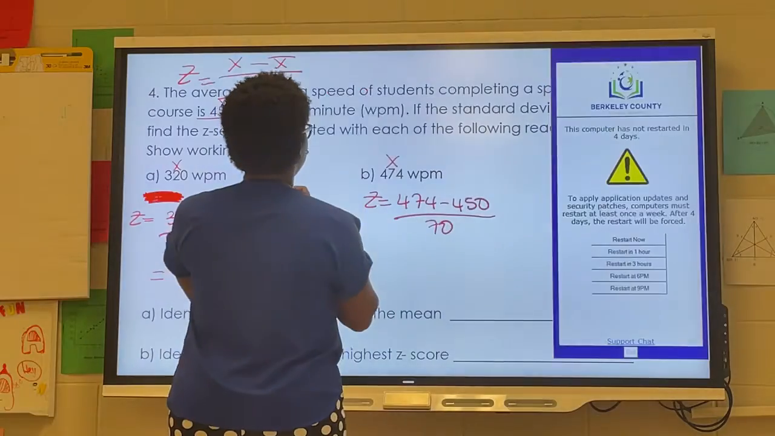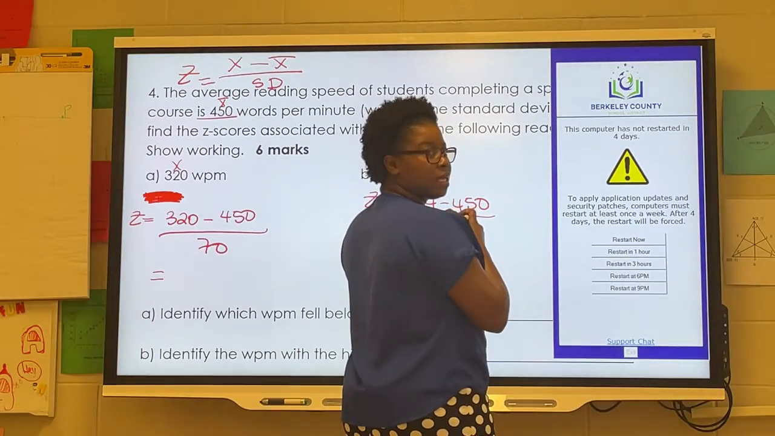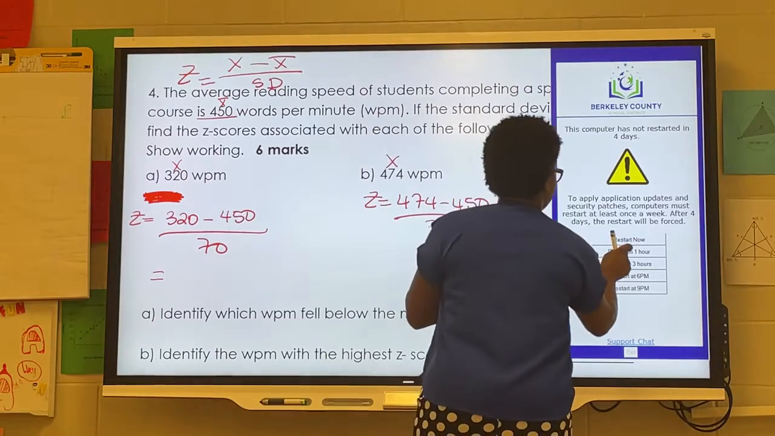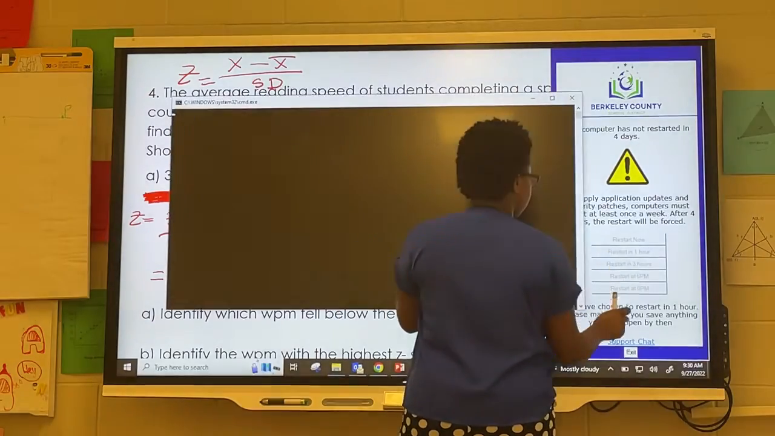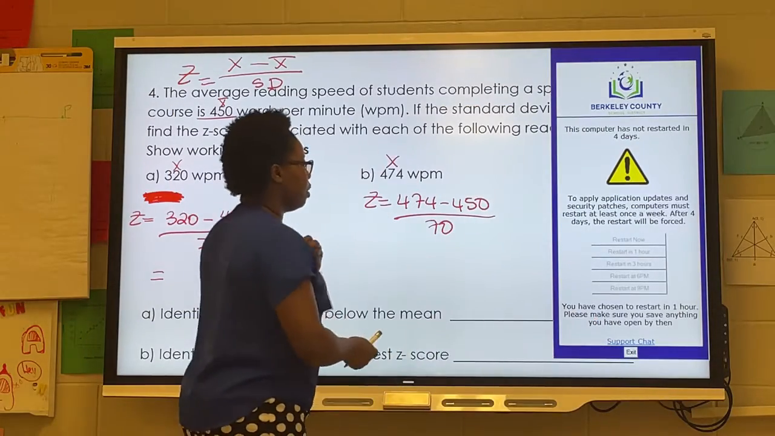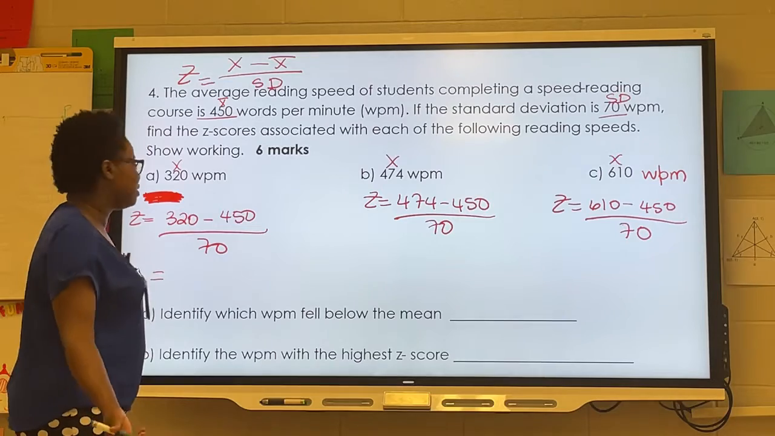Ooh, my computer needs to restart. What time is it? It's 9:30. Okay, let's restart in an hour. Let's start our class. Yeah, but I'm going to do it before the hour comes. I always have that issue restarting my computer. I don't know what's wrong with me.